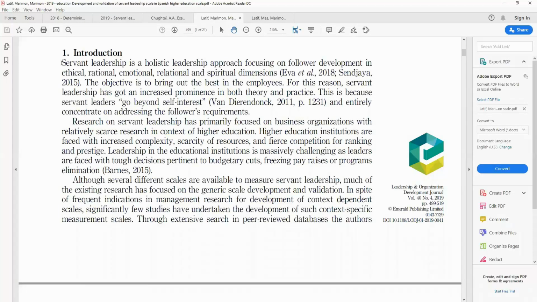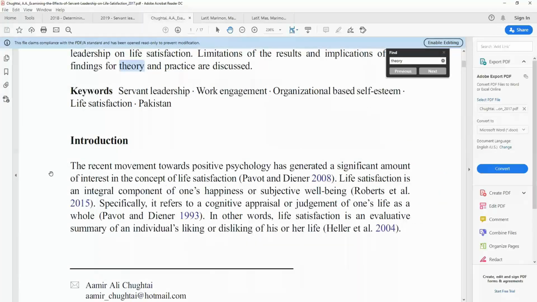For this reason, servant leadership has got an increased prominence in both theory and practice. This is because servant leaders go beyond self-interest and entirely concentrate on addressing the followers' requirements. So this is the value of the study, or the value of the topic, the value of the area. And in this case, the other paper is focused on life satisfaction: the need to study life satisfaction, the value of life satisfaction.